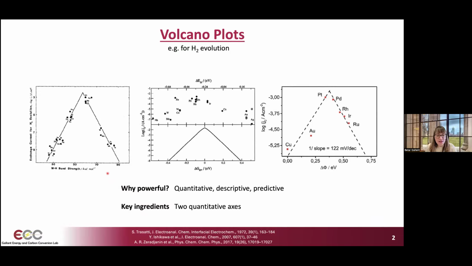I think we must acknowledge how much of a unifying framework this volcano plot perspective has provided to the field. It's really given an organizing principle for describing a key performance metric in the field and its principal governing factors. So much so that people have continued to work on it and refine it over decades. Why this has been so powerful is because it's provided quantitative, descriptive, and predictive understanding. And the key ingredients are that you must have two quantitative axes: one relating a key performance metric and one relating a material parameter.